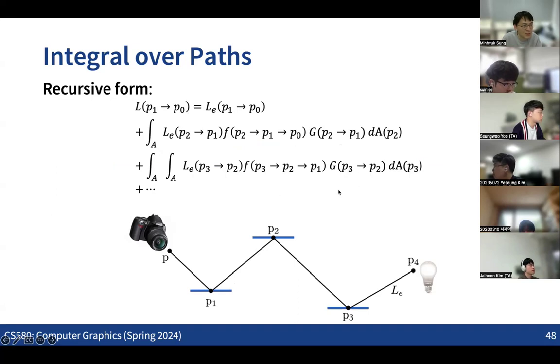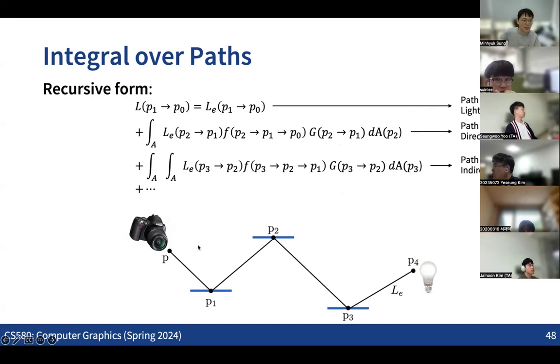Then we can say that the first term here becomes the path of length 1. So we are basically seeing the direct light emission term here. The second one becomes the direct illumination with a single bounce, with the path of length 2. And the third case is starting to show some of the indirect illumination, with a length of 3, and we're going to also have some more terms.